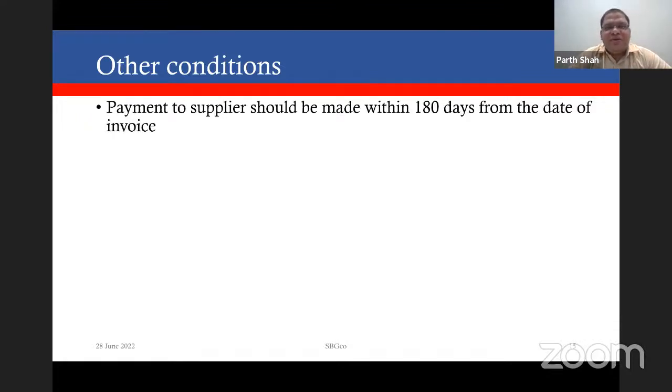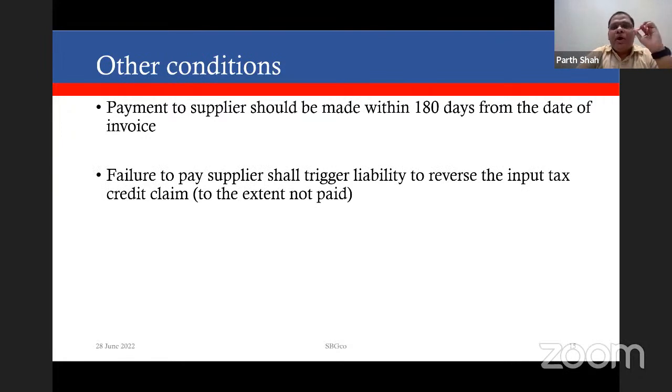This takes me to some other conditions. There is one more condition which we are all familiar with, which we should all be aware of, that from the Cenvat regime also it was there. The condition says that the payment to a supplier should be made within 180 days from the date of invoice. If you do not make payment to a supplier within 180 days, whatever ITC you have claimed will be liable to be reversed to the extent not paid.